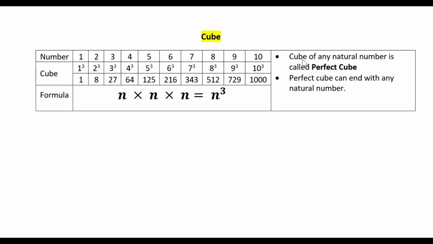Now if you look at this definition here, the cube of any natural number is called a perfect cube. Okay, and similar to what we had in the square, where there was a pattern of which digits can come in the unit place, a perfect cube can end with any number between 0 to 9.